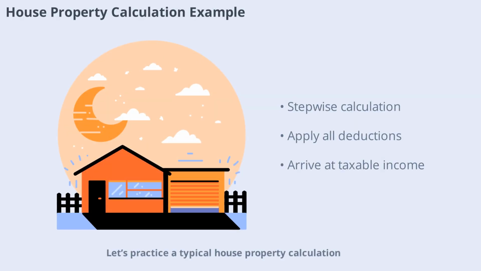Let's practice a typical house property calculation. If the municipal value is Rupee 3,000,000, fair rent is Rupee 3,60,000, standard rent is Rupee 3,20,000, and actual rent received is Rupee 4,000,000, the GAV is Rupee 4,000,000. Subtract municipal taxes of Rupee 30,000 to get NAV of Rupee 3,70,000. Deduct 30% standard deduction and 150,000 interest on loan to arrive at taxable income of Rupee 1,090,000.